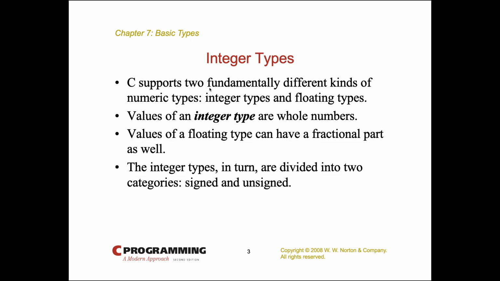C supports two fundamentally different kinds of numeric types, integer and floating. The values of an integer data type are whole numbers, like 0, 1, 2, 3, 4, minus 1, 2, 3, 4. It's a whole number, right? The value of a floating type can have a fraction part, a decimal part. That is a floating data type.